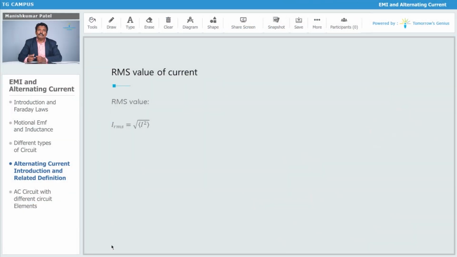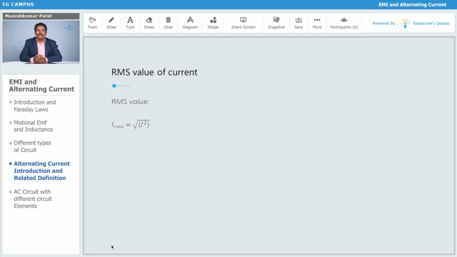So similarly, a very interesting question: what is the RMS value of current? That is the root mean square value. Most of the time we use this value because it will produce the same heating effect. This RMS value is going to produce the same heating effect through a given resistor.